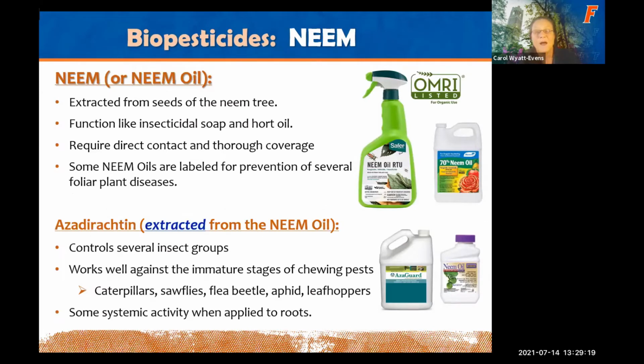Now, neem oil. This is another oil, but it's a specific type of oil. Neem oil is extracted from the seed of the neem tree, and it contains several insecticidal and fungicidal compounds, including one called azadirachtin. It functions like an insecticidal soap and a hort oil, and it does not build up resistance to neem. It doesn't build up insect resistance or pesticide resistance, which is a great thing. Remember, we talked about that with conventional chemicals. That's a really big problem, but usually with these biorationals, it is not a problem.